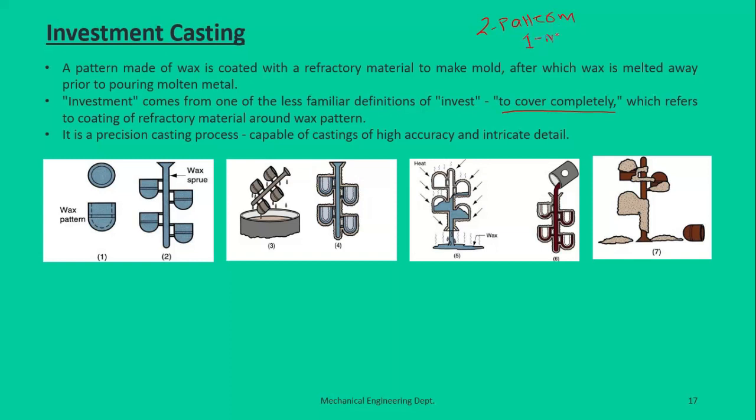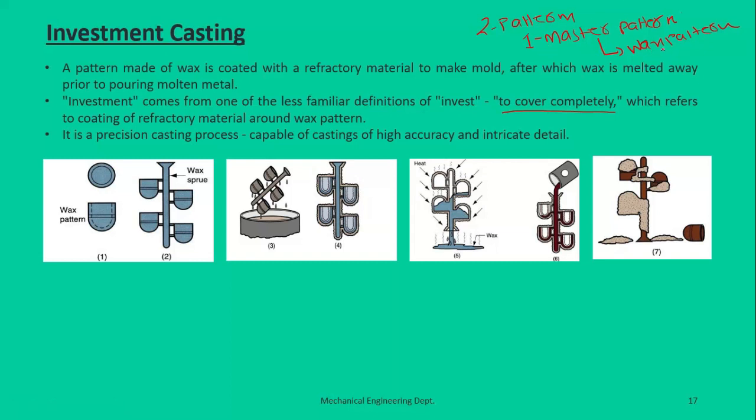One is the master pattern, and this master pattern is used to make another pattern made up of wax. This is how the process begins. We make a master pattern, and this master pattern has all the shrinkage allowances and the machining allowances for the pattern as well as for the final product. Using this master pattern, we make another pattern called a wax pattern. And you will understand why we make a master pattern and a wax pattern.